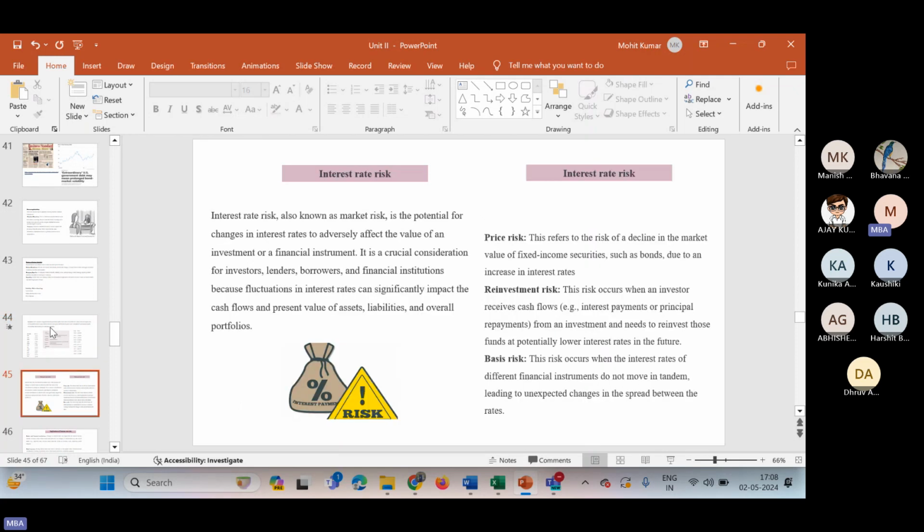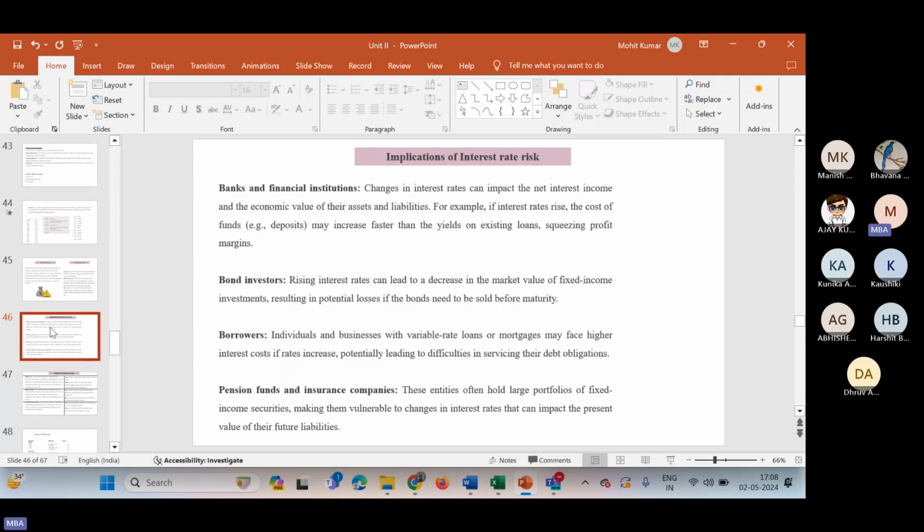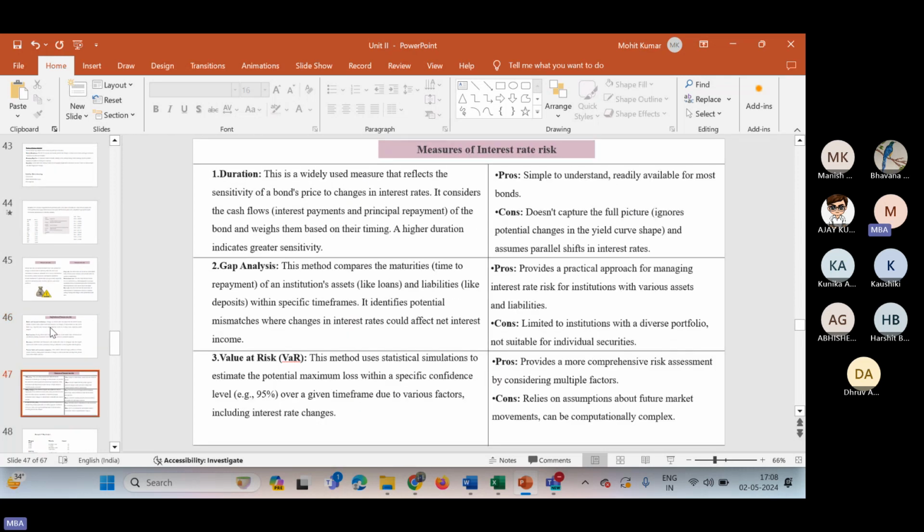Then we discussed interest rate risk, how to measure interest rate risk, what are the consequences and what are the implications of this. I said we have three broad methods through which we can measure this interest rate risk. We have duration, which we have already discussed in detail so far. Then we have gap analysis and value at risk. Gap analysis I showed one example in the last class, and today I will show one more example.